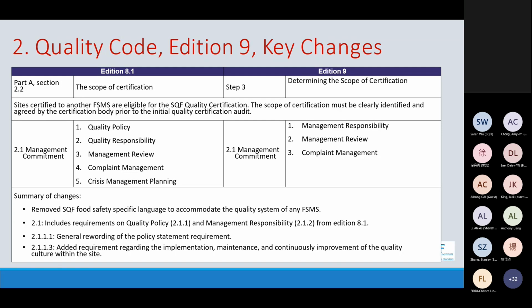In the system elements, 2.1, management commitment, we've removed some of the food safety specific language to accommodate the quality system of other food safety management systems. We've included requirements on quality policy and management responsibility from edition 8.1. There's been general rewording of the policy statement. And we've added a requirement for consistency with the food safety codes. We've added a requirement regarding the implementation, maintenance, and continuous improvement of the quality culture within the site, as well as obviously the food safety culture.